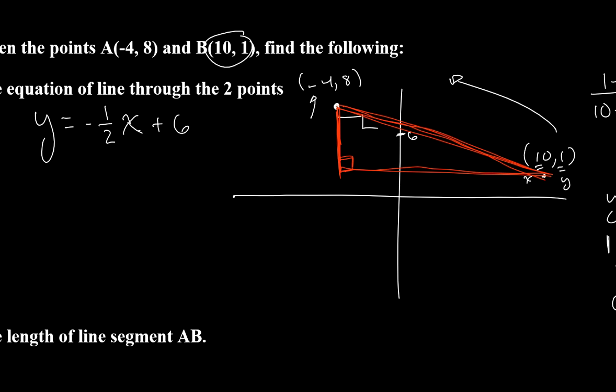The difference in my y values, I can see y is going from an 8 to a 1, so this is a difference of 7 units. So one side of that right triangle is a 7, and the other one's going from negative 4 to positive 10. This is 14.